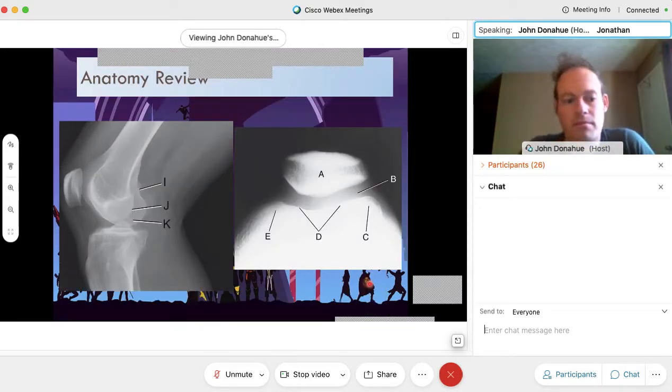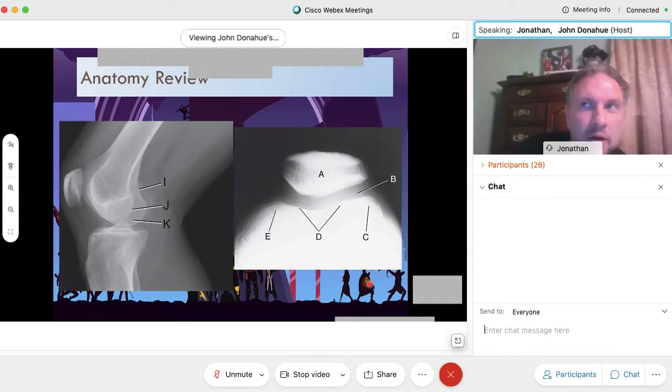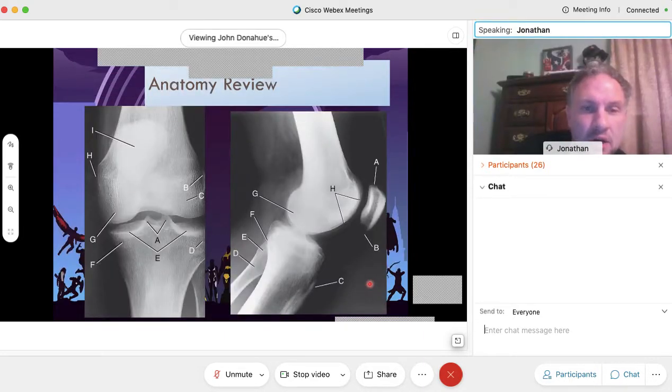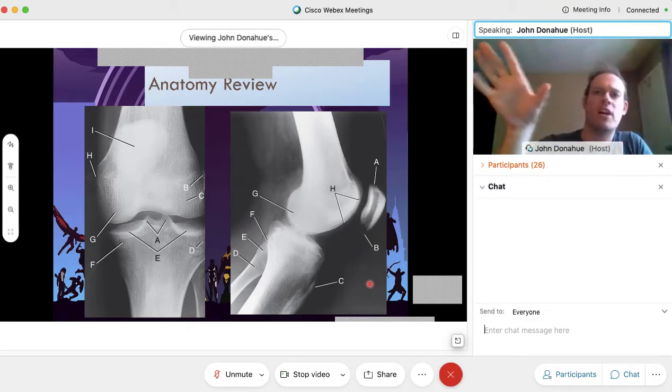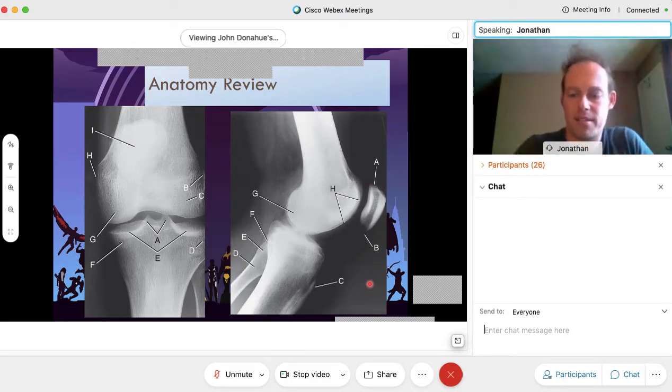Quick question. For the intercondylar eminence, do we have to say lateral or medial? Just as a whole. Just tell me intercondylar eminence. Got it. Yes.